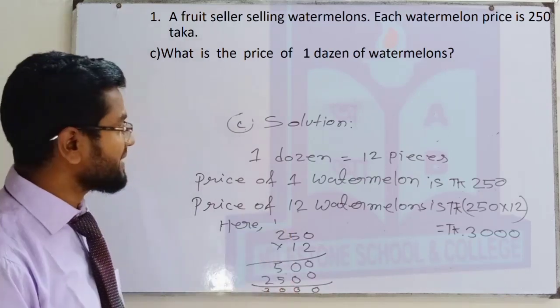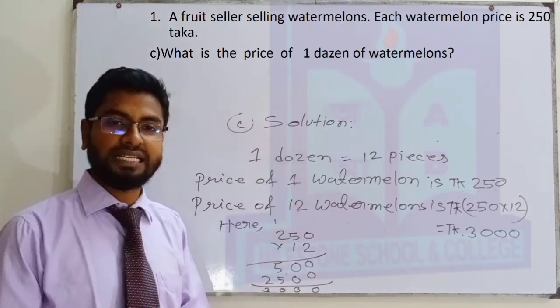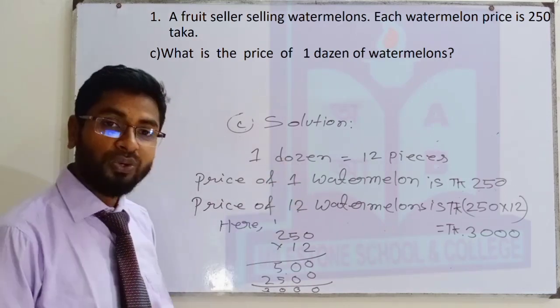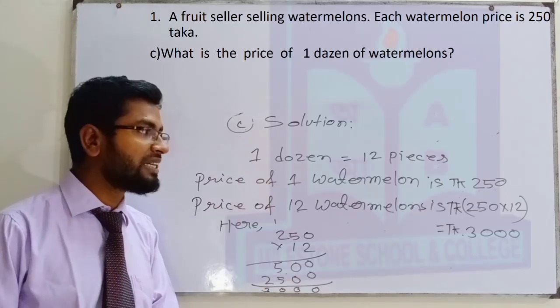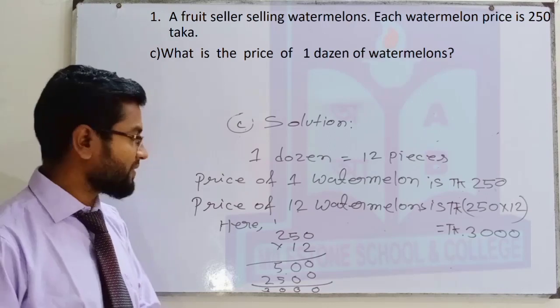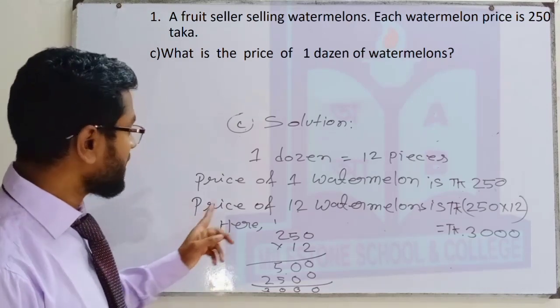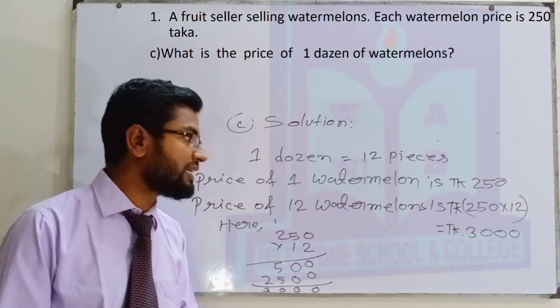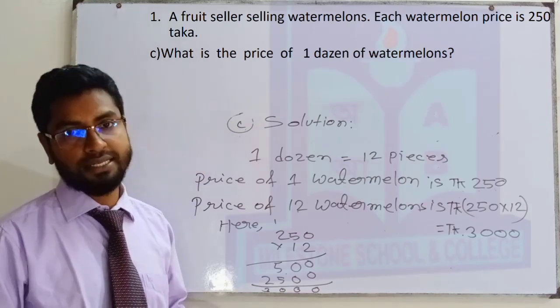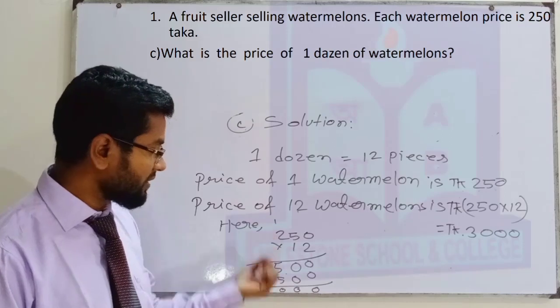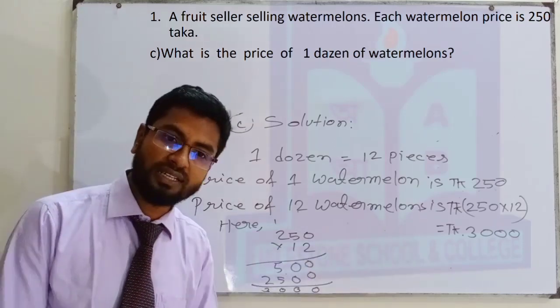Oh, it is very easy. But this line you must write: 1 dozen equals 12 pieces. Then the price of 1 watermelon is taka 250. Then we will write the price of 12 watermelons is taka 250 multiply 12. It's simple multiplication. You will do it, then you will write the answer.